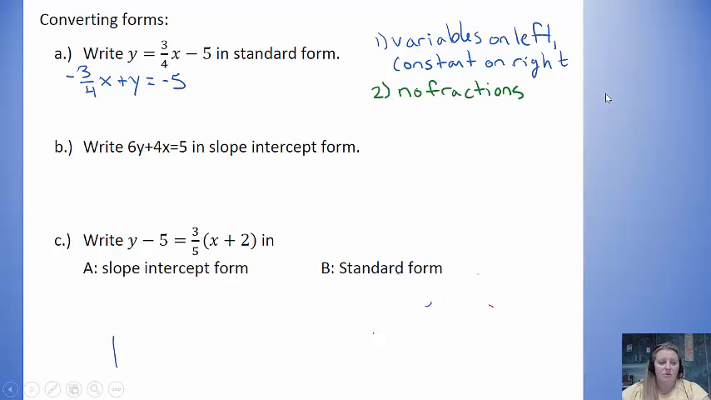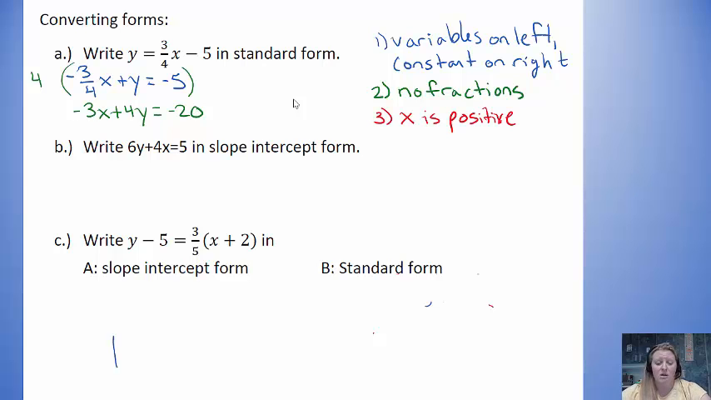Rule number two, we don't want any fractions in standard form. So the fact that we have that 3/4 is an issue. We need to make sure that there's no fractions. So we're going to go ahead and multiply the whole equation by 4. And that's going to get me -3x plus 4y equals -20.